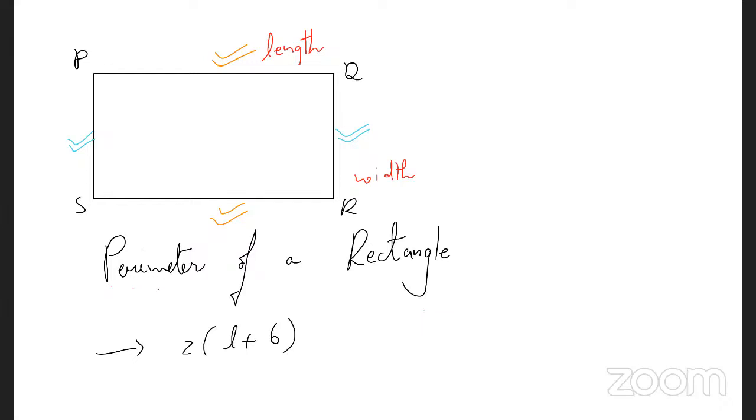So why do we do this? Because in a rectangle, we have two lengths and two widths, or two breadths. So we take their sum. We don't add like length plus breadth plus breadth. We simply add the length and the breadth together and then multiply by 2, because in a rectangle opposite sides are equal. So that is how we find the perimeter of the rectangle.